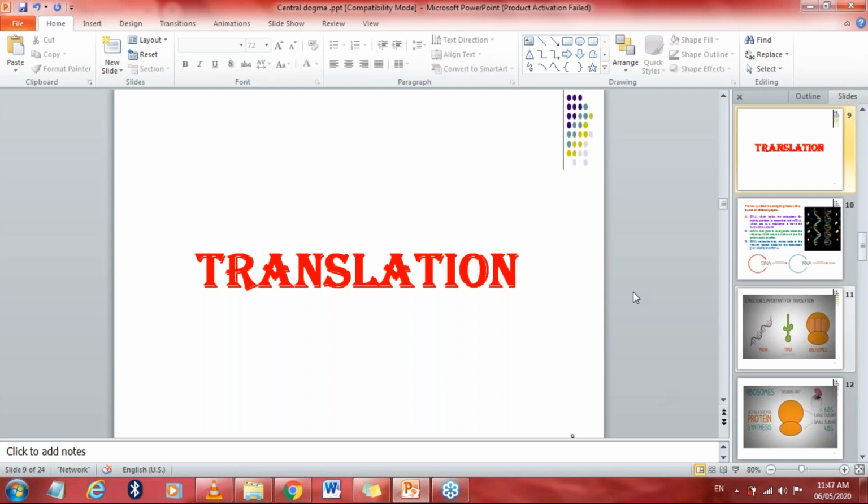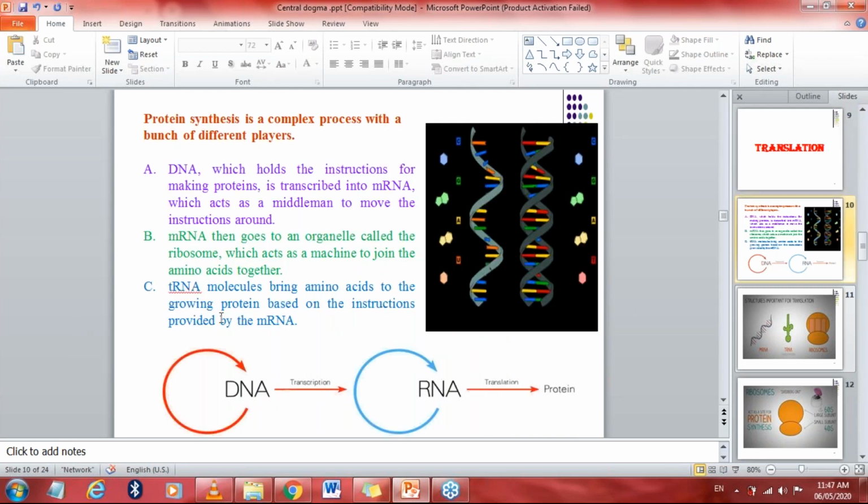Now the next one is the translation procedure. What is translation? Again, this is written about the central dogma of life. Translation means RNA to protein synthesis. RNA to protein synthesis is called our translation procedure. We have already discussed DNA formation: DNA to DNA formation is called replication, DNA to RNA is called transcription, and now RNA to protein is called the translation procedure.